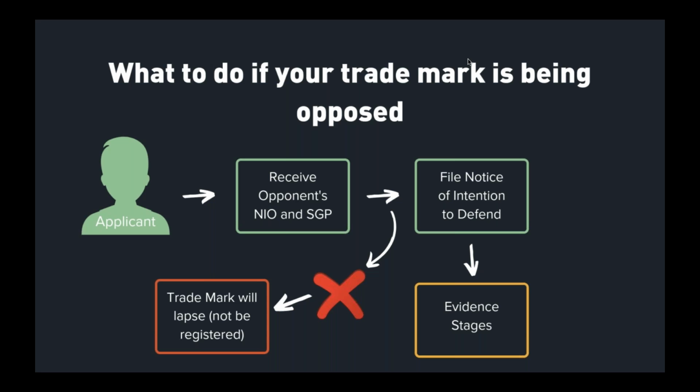Looking at our example again, now that Matt has been given a copy of Hannah's statement of grounds and particulars outlining her reasons for opposing his trademark, Matt has 1 month to decide whether to defend his trademark by filing the notice of intention to defend. If Matt does not file his notice of intention to defend, his trademark will lapse and not be registered. And if he does file the notice of intention to defend, it goes to the evidence stages.